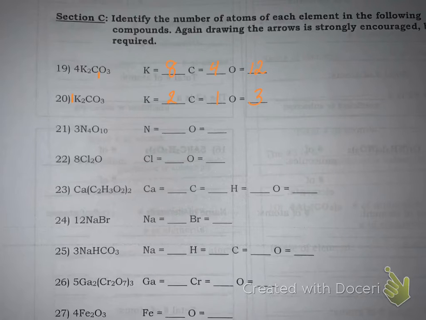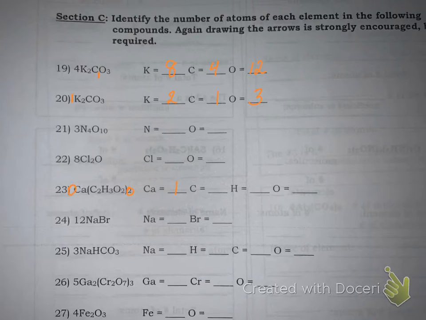Now, let's jump down to number 23. Now, this one's a little more complicated. This is a subscript outside the parentheses. This subscript right there applies to everything inside the parentheses. So, you'll notice there's no coefficient in front, so there's nothing to multiply. Now, the Ca, the calcium, there's 1 calcium.